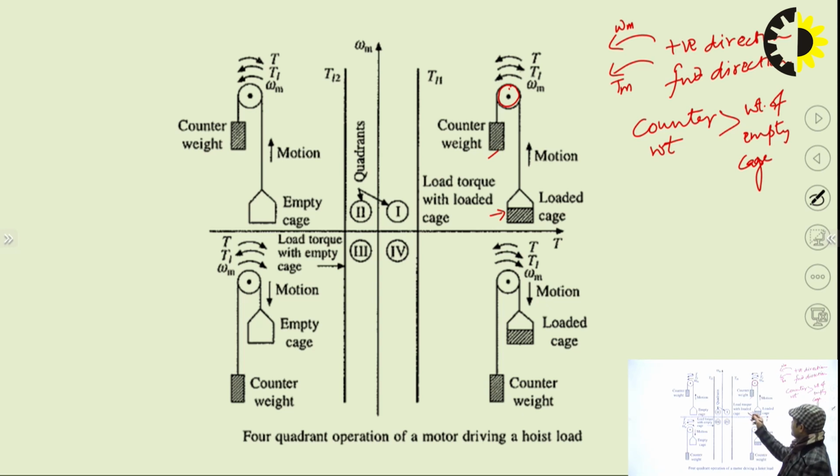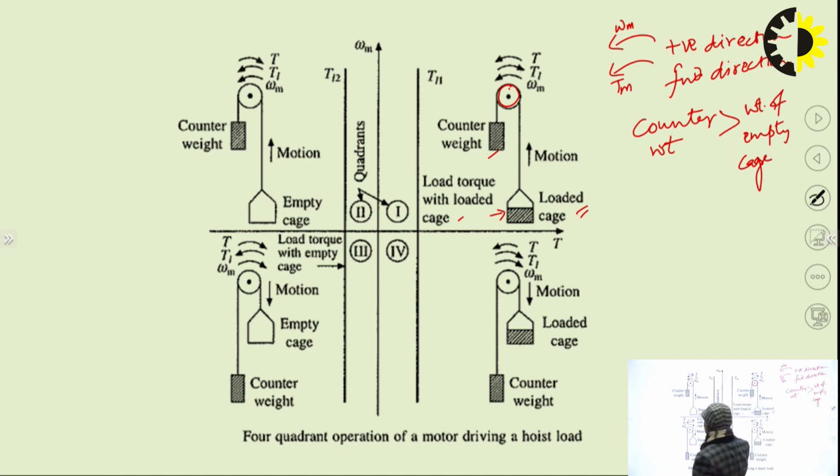So this is the load torque with a loaded cage. This is the loaded cage, and the motion is upward, the lift is going from down to up, so this is positive motion, as we have seen earlier in linear motions, which have positive upward and downward motions. So normally we have positive motor torque, positive speed, and the load torque will be opposite to the motor torque.